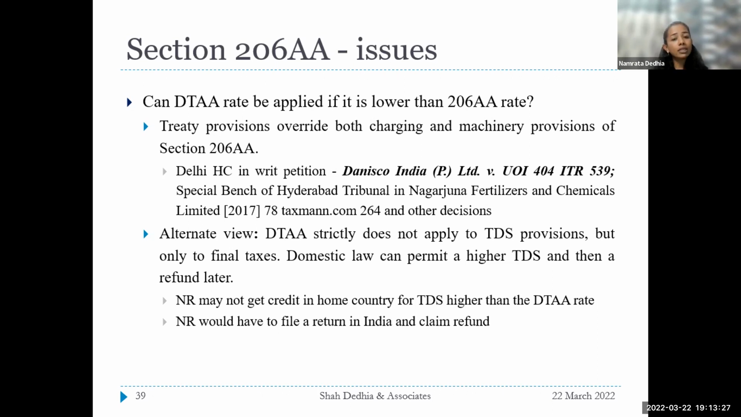But there is an alternate view also which says that DTAA is meant for final taxes and not for TDS provisions, which means you will have to apply the domestic law for TDS and maybe claim a refund later. This is somewhat in line with the PILCOM decision of the Supreme Court. But to my mind, if you have TRC, you can access DTAA, and you are anyway outside 206AA if you have the TRC.